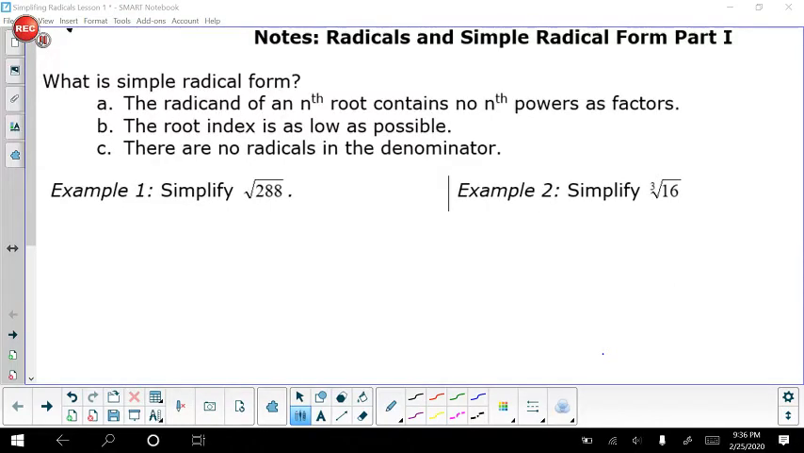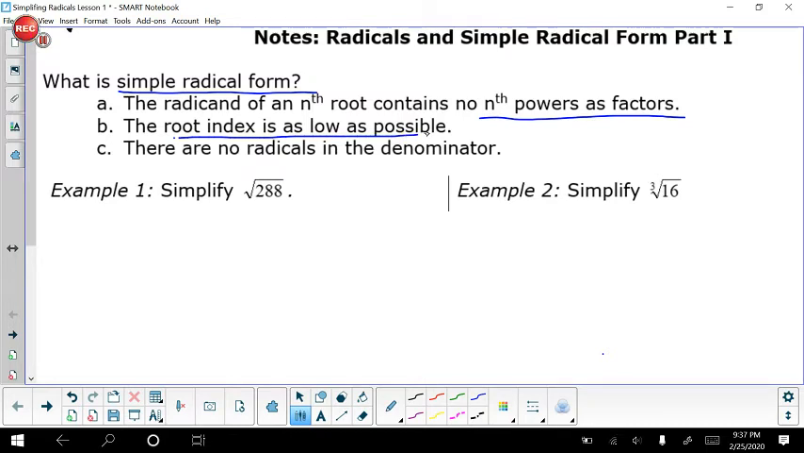All right, so we're going to go ahead and start looking at radicals and simplifying radical form. And this is just part 1 for today. All right, so what is simplified radical form? Okay, now that is just the radicand of the nth root contains no nth powers or as factors, or the root index is as low as it possibly can go.